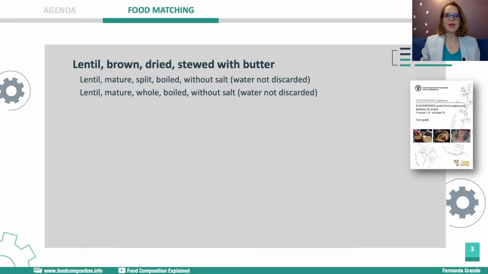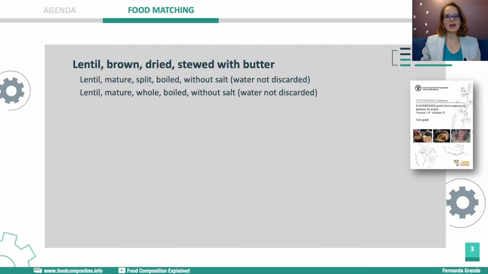So as you can see here, when I look at the food composition database, I could identify the two potential foods to match, but you can also see that some details in the descriptions differ. And the most important is that these details affect a lot the composition of the given foods, such as the added butter that will result in a different fat content. And if the lentil is, for example, whole or split, which affects the dietary fiber content.